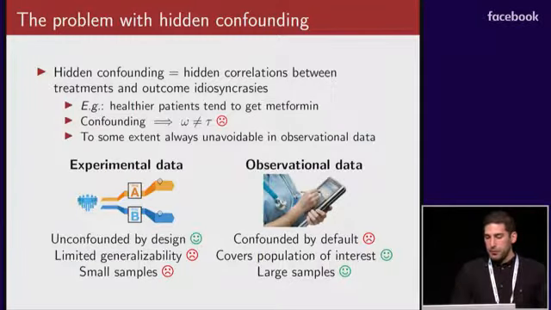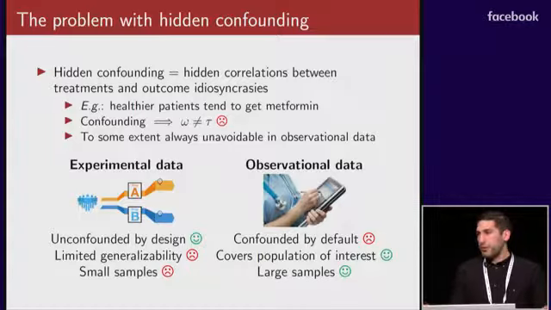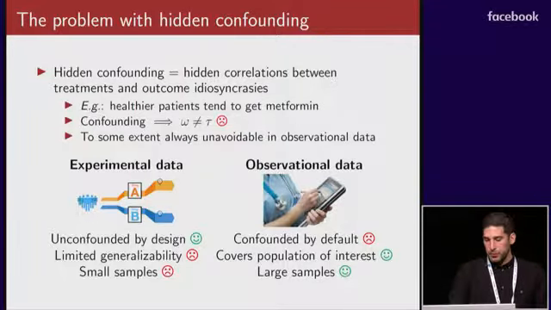The way we usually avoid confounding is by running experiments. Experiments like A/B tests or clinical trials are going to be unconfounded by design. However, they're going to have limited generalizability, especially if we're using existing data from an experiment conducted elsewhere. They're also going to be prohibitively small, and therefore going to be limited in the number of samples that we can use. On the other hand, observational data, such as the ones derived from EMRs, although they're confounded by default, they're usually going to cover the population of interest because they're coming from your own hospital, say, and they often have much larger samples. The question then is how to get the best of both worlds.